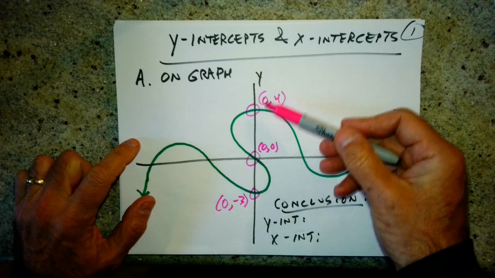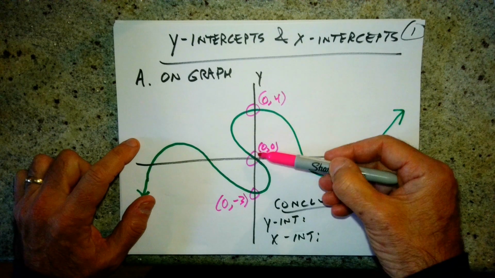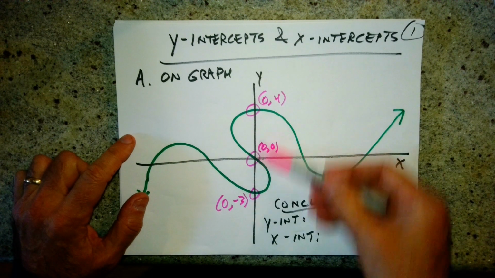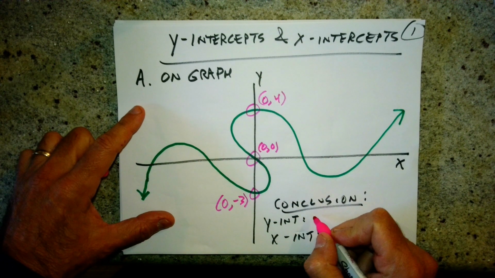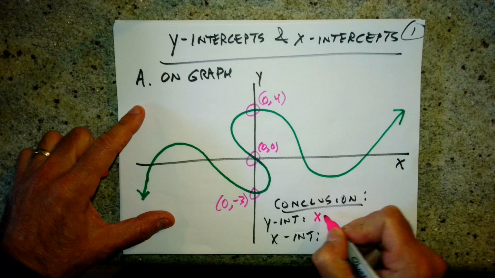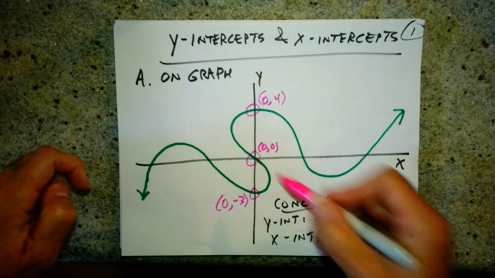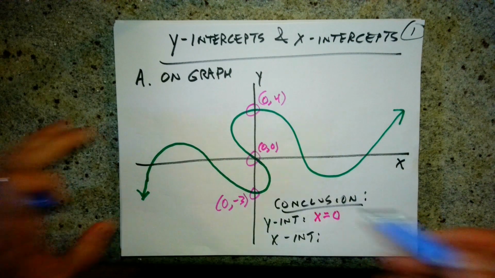Look what these three have in common. They have different y values, of course, a negative, a positive, and a 0, but they all have the same x value, and that x value is always 0, because on the y-axis, that's where x equals 0. So a y-intercept is wherever x equals 0. Wherever on the green curve the value of x is 0, those are y-intercepts. And then you can see where this is going.